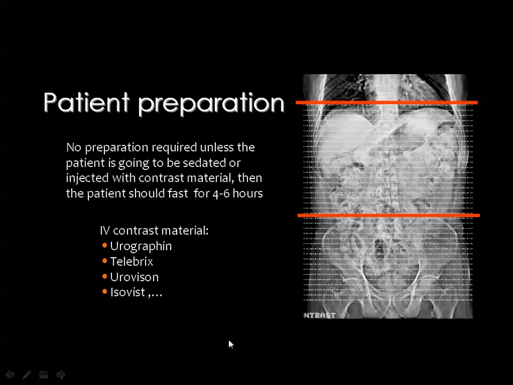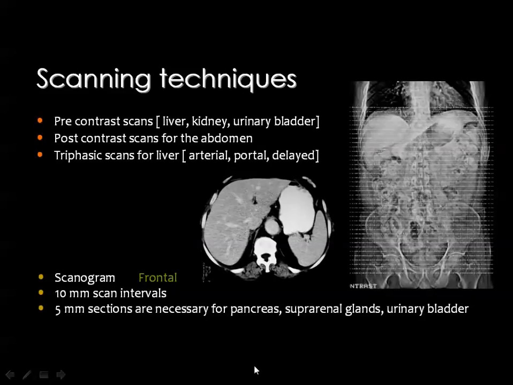Then before starting the examination, we should decide if we are going to inject the patient with intravenous contrast material or not. And the contrast material used for CT examination of the abdomen and the chest as well are those contrast material used for intravenous urography, like Urografin, Telebrix, Urovision, Iopamiro, and so many other contrast media. Then before starting the examination and before injecting the patient with contrast, we look for the clinical data. Why we are scanning the patient, what is the organ of interest, what is the provisional diagnosis, and so on.